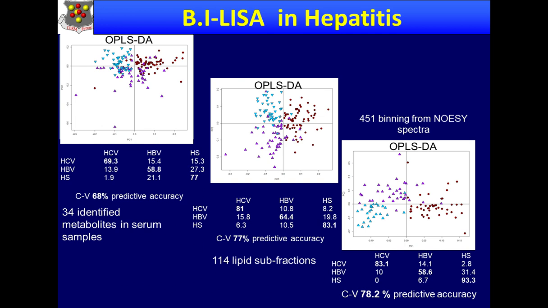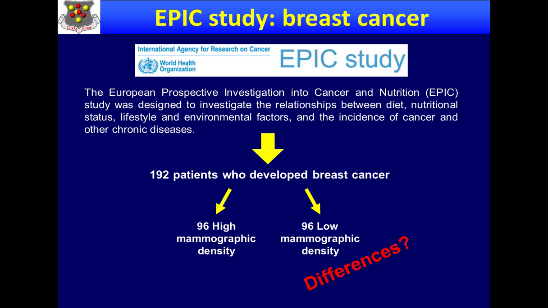You heard from Manfred that if you can tell the various sub-fractions of LDL, you can have a much more accurate diagnosis, much more accurate risk factor, and so on. So of course, for equal or almost equal accuracy, then of course profiling is much better than fingerprinting alone.